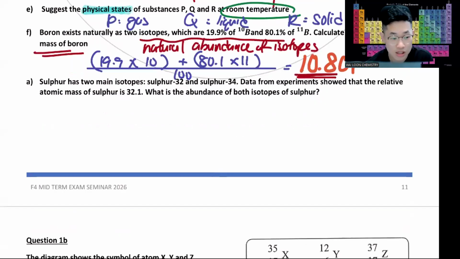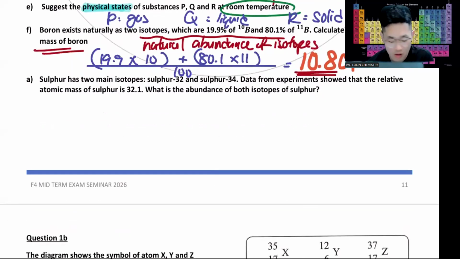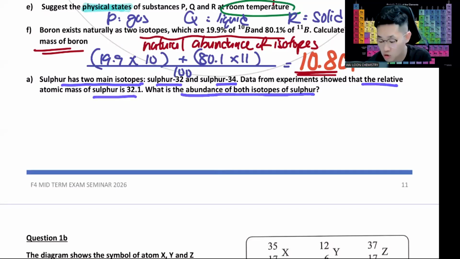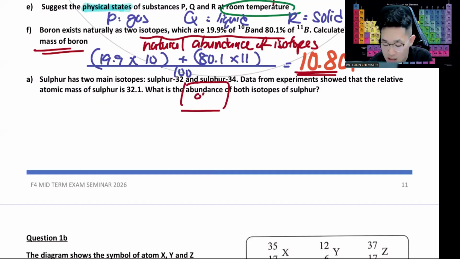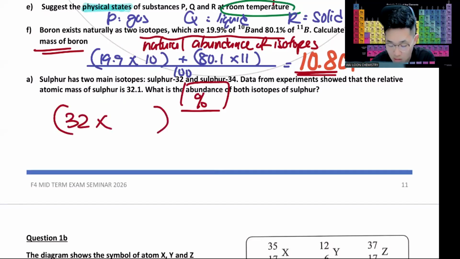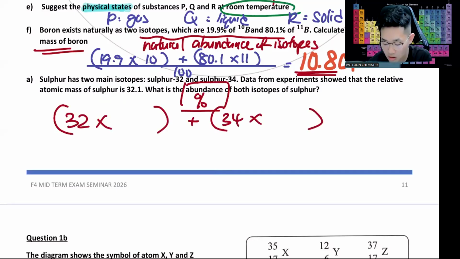This is what I want to do, guys. This one is very easy. But now here, sulfur has two main isotopes, sulfur 32 and sulfur 34, and it shows that the relative atomic mass is 32.1. What is the abundance of both isotopes? So what is the percentage? Oh my God. Now if I want to do 32 times something, plus 34 times something, they never tell me.